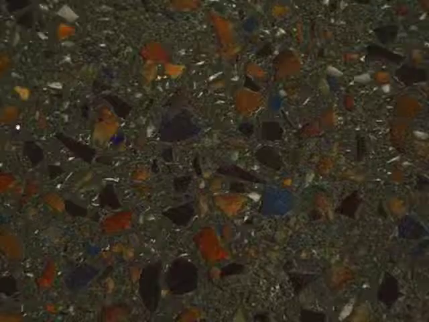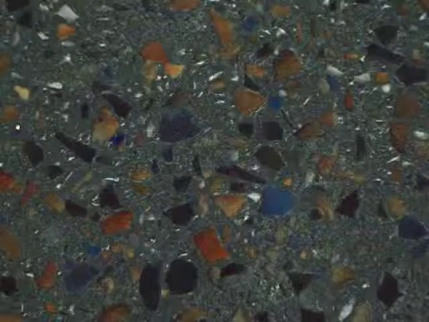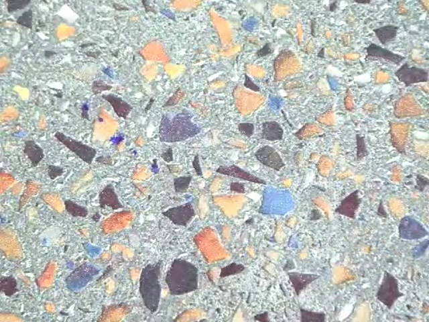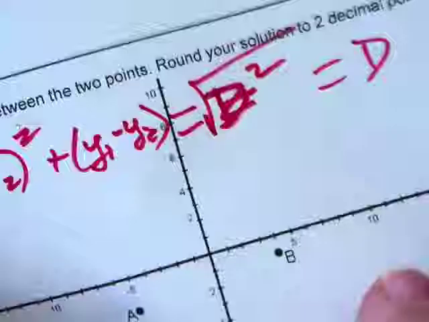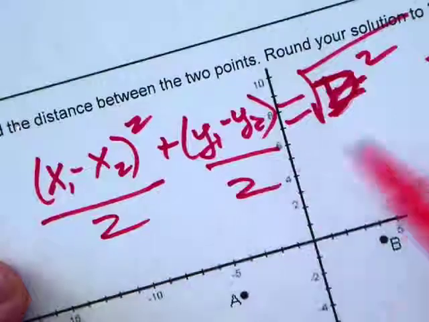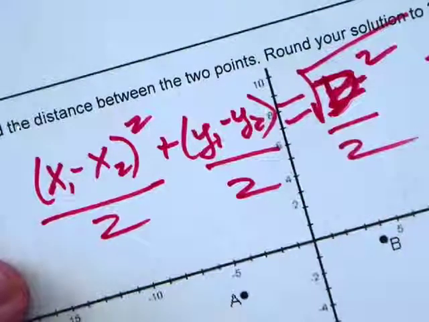So hopefully that helps. That gives you an idea. When you get to the midpoint, you do the same thing, but you divide everything. So when you're finding the midpoint, you would do the same thing, only you would divide by 2, divide by 2, divide by 2, and so on.